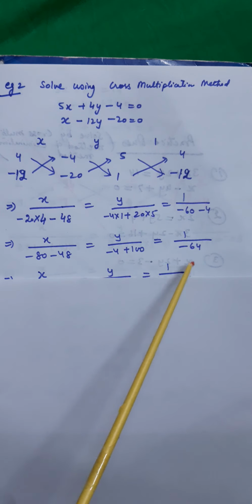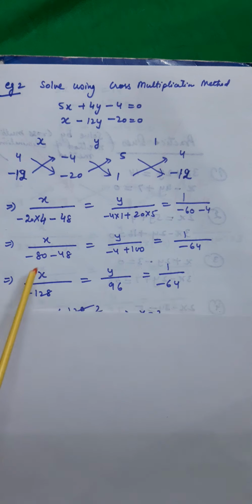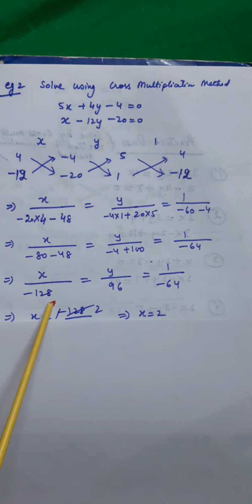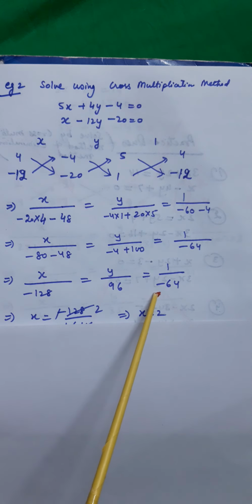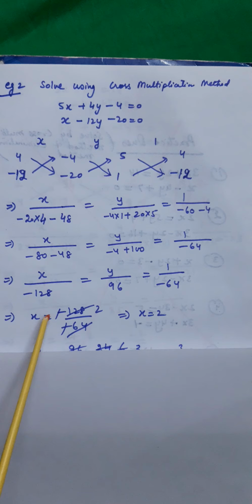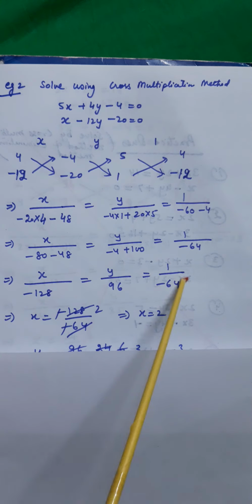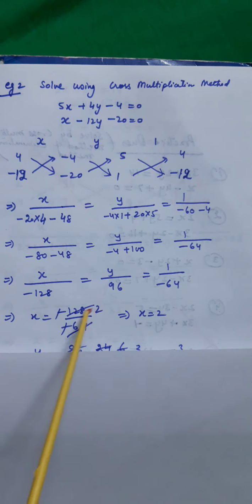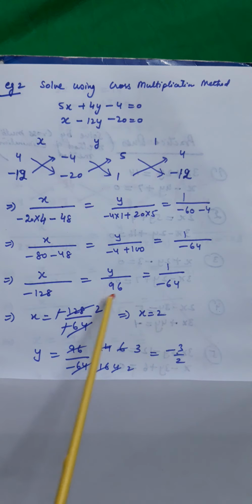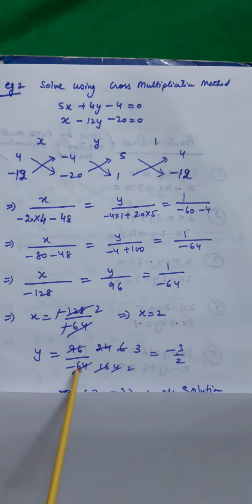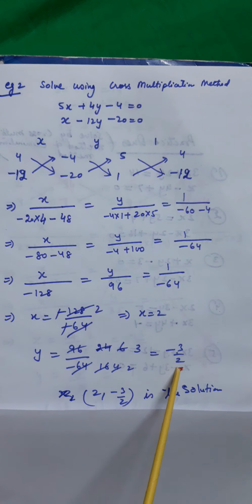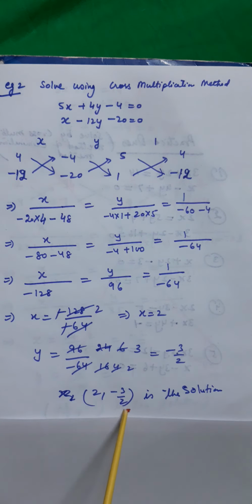Is equal to 1 upon minus 64, which implies x upon minus 128 is equal to y upon 96, which is equal to 1 upon minus 64, implies x is equal to minus 128 upon 64. On cancelling it, I get x is equal to 2, and when I take these two, then y will be equal to 96 upon minus 64. On cancelling it, I get minus 3 upon 2. Hence, 2 comma minus 3 upon 2 is the required solution.